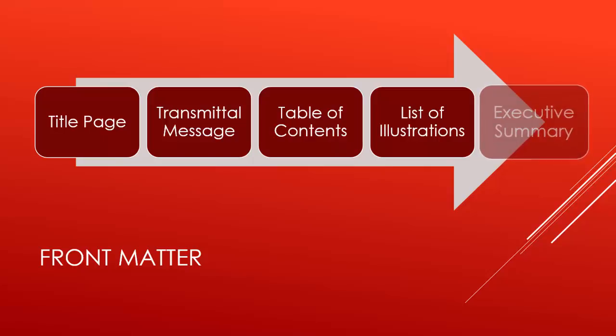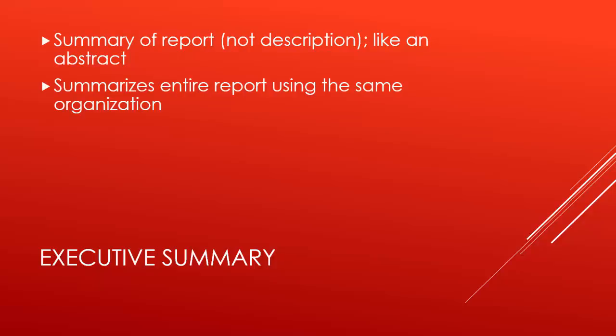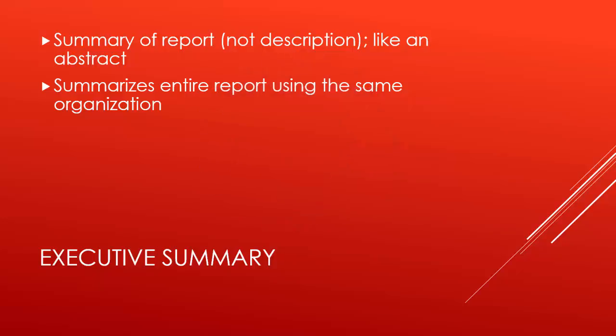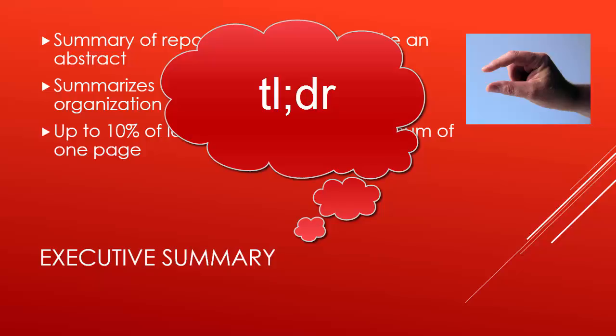The final front matter component of a formal report is the executive summary. Like an abstract of a scholarly article, this component summarizes the entire report: purpose, methodology, major details such as problem and solutions, conclusions, recommendations, etc., as applicable. Executive summaries should be no more than 10% of the length of the original, up to a maximum of 1 page. Busy executives will generally say, "Too long, didn't read," if they see an executive summary extend past 1 page.